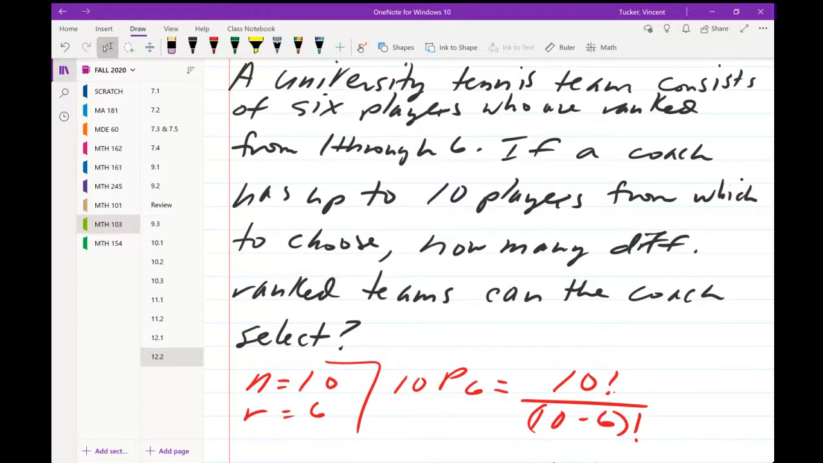All right, so a university tennis team consists of 6 players who are ranked 1 through 6. If a coach has up to 10 players from which to choose, how many different ranked teams can the coach select? So he has 10 players that he's choosing from, and he has to choose 6 out of the 10, and they are ranked 1 through 6, so the order matters. So we'll be using the permutation. Remember, your larger number is n. So n is equal to 10, r is equal to 6.